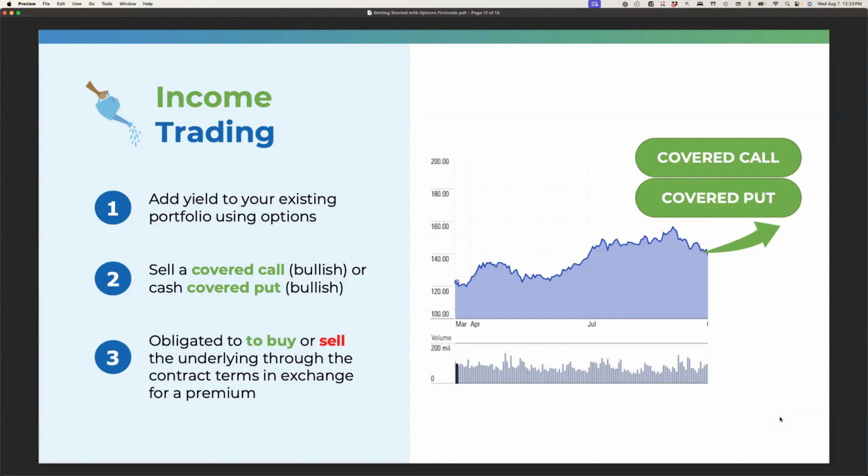And it gives you the obligation to either buy or sell the underlying stock through the contract terms in exchange for the premium. So this is really where you are. Like I said, the best parallel that I can draw is think of yourself as the insurance company. You're selling contracts, you're selling call options and put options, and someone is paying you premium to be a seller of that contract. And when you sell that contract, you're basically obligating yourself to buy or sell a specific stock at a specific price.